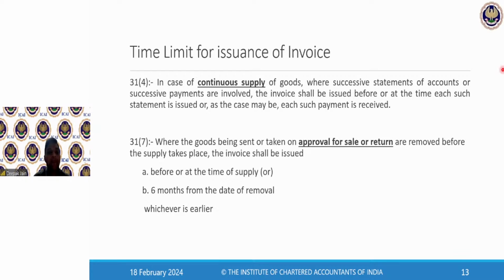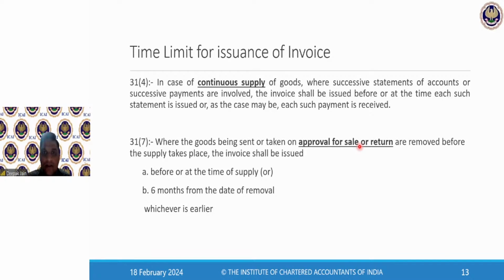Now, the next kind of supply is where the goods are being sent or taken on approval or sale or return basis. So for this, let's understand an example. Our dear brothers have a friend to whom they want to give a gift.